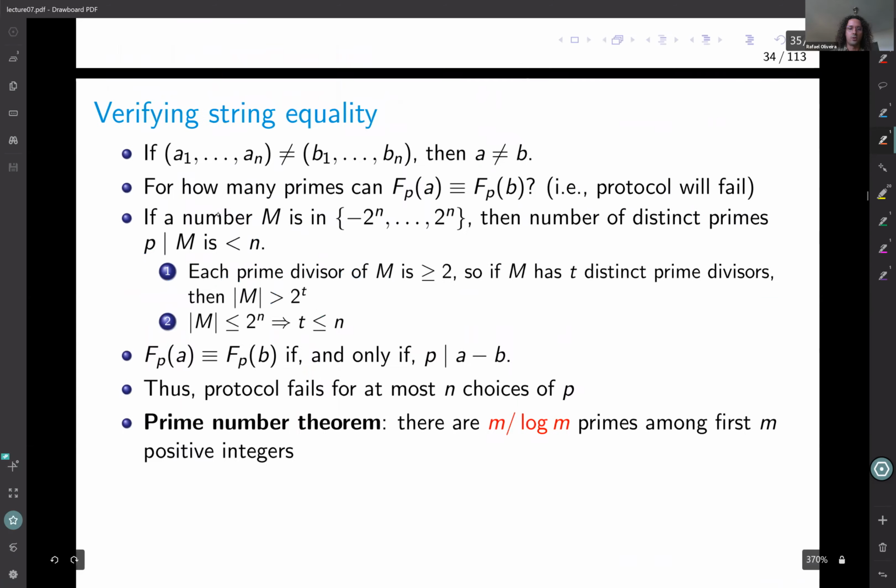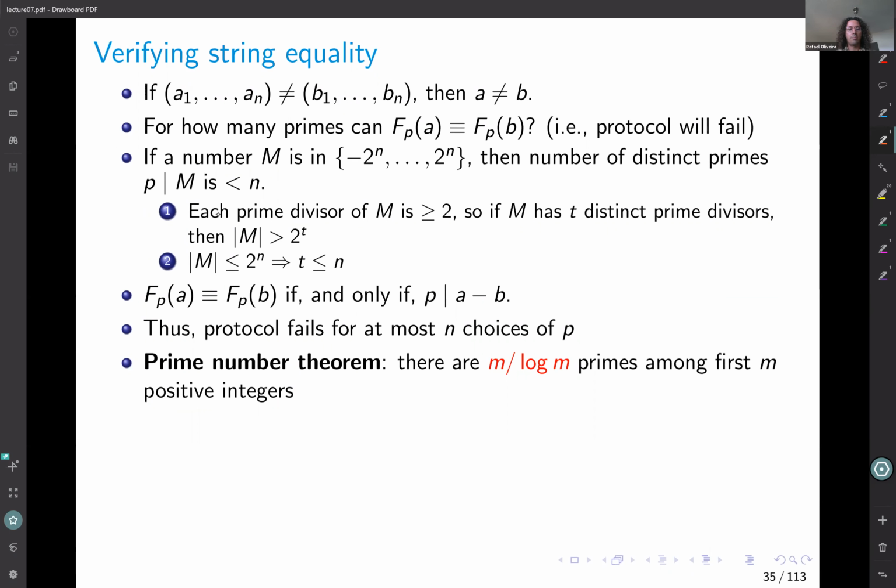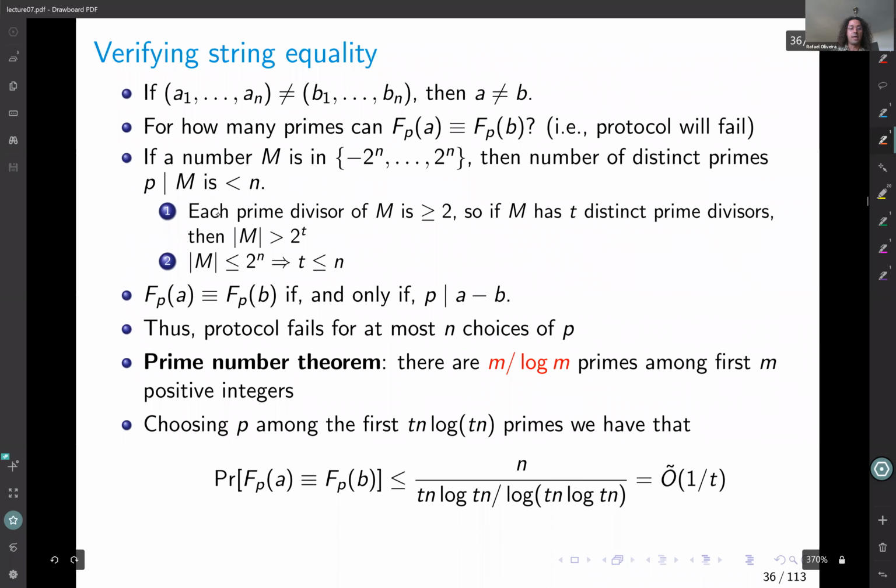So what do we do? We now invoke the prime number theorem, which says there are m over log m primes among the first m positive integers. Does that make sense? That's just the prime number theorem. And now, if we choose our prime p among the first tn times log tn primes, what is the probability that we're going to fail? The probability that F_p(A) is equal to F_p(B). And remember, here we're assuming that A is different from B.